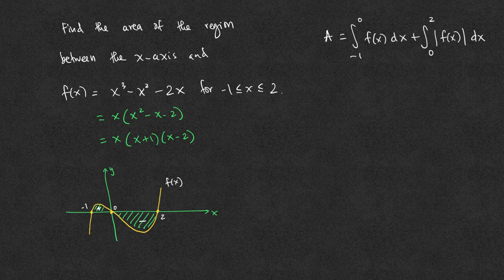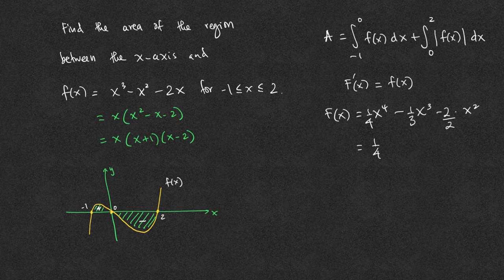First, we need to find an antiderivative of f of x, so that when we take the derivative, we have the little f of x. Little f of x is x cubed minus x squared minus 2x, so the antiderivative has to be, using the power rule, x to the fourth over 4 minus x cubed over 3 minus 2 times x squared over 2. Simplifying this, we have 1 over 4 x to the fourth minus 1 over 3 x cubed minus x squared.